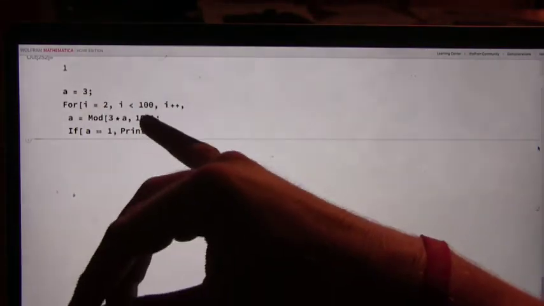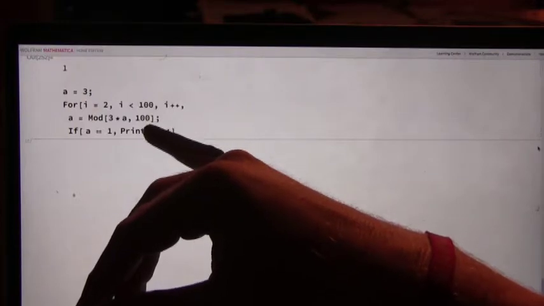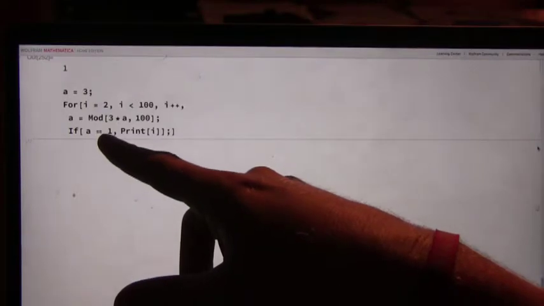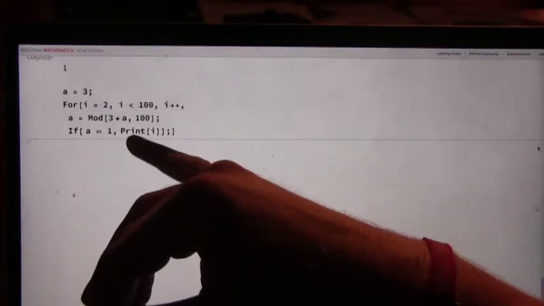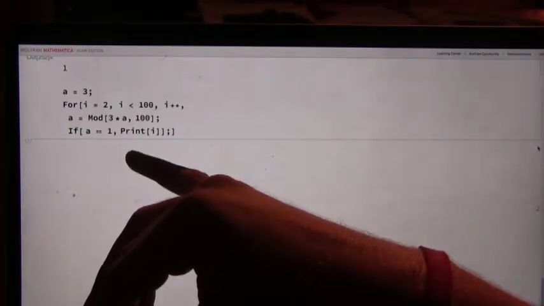And then I'm going to look at mod 100 here, so it's going to give me the last 2 digits. And instead of printing them all out, I'm just going to say whenever that is 1, let me know when that is.